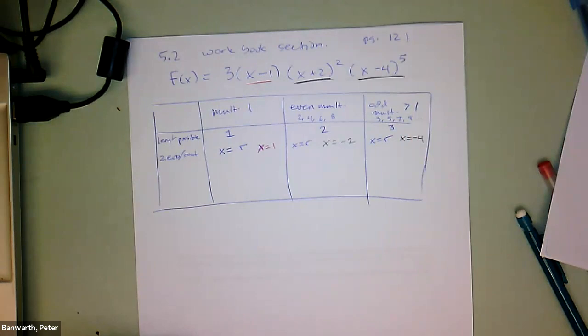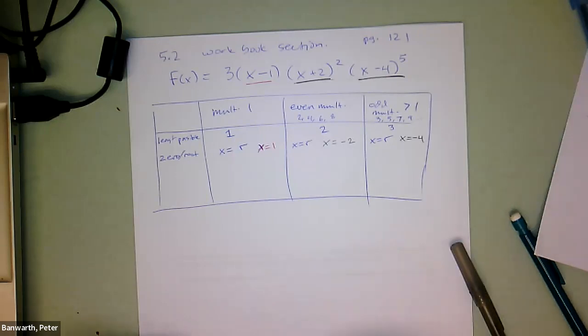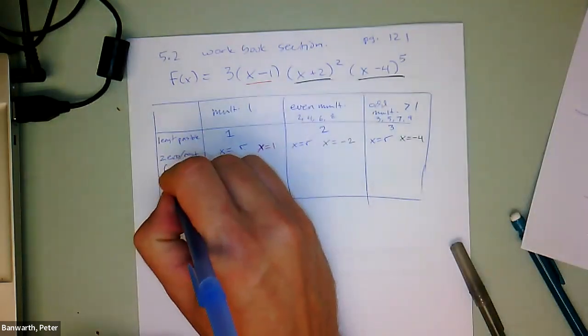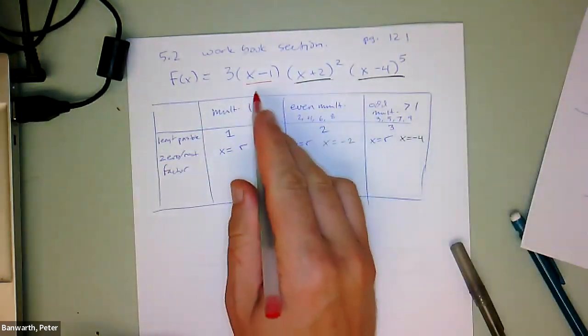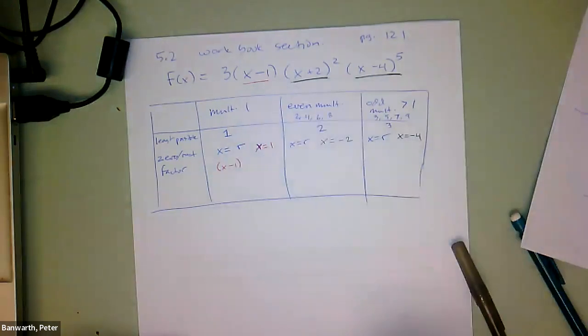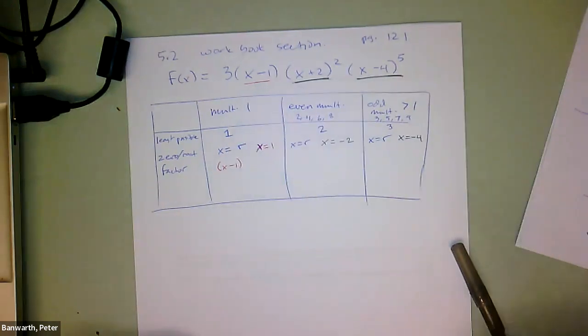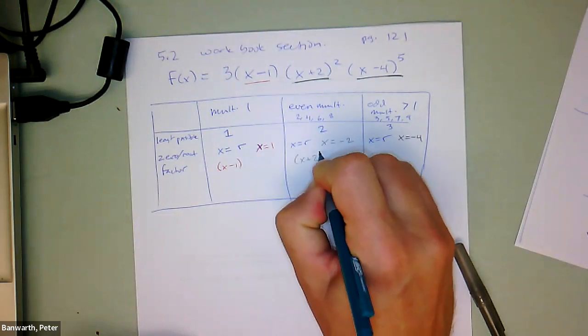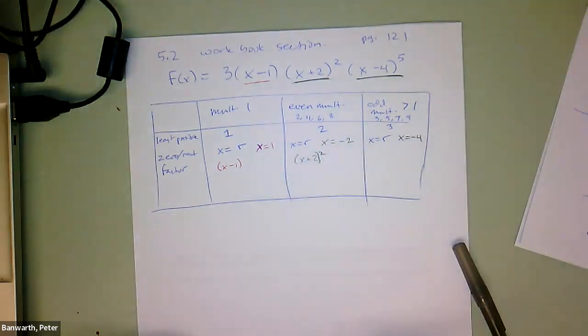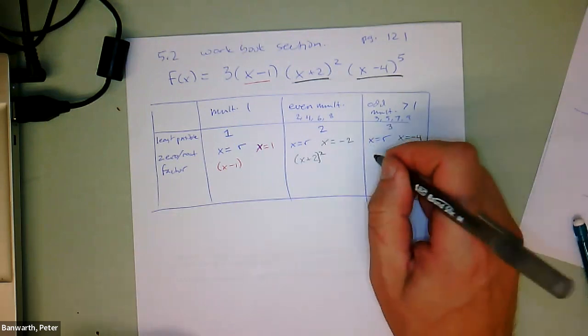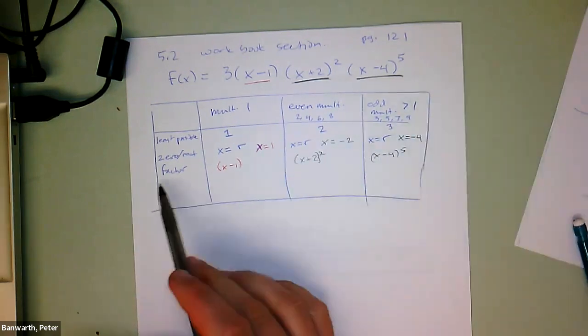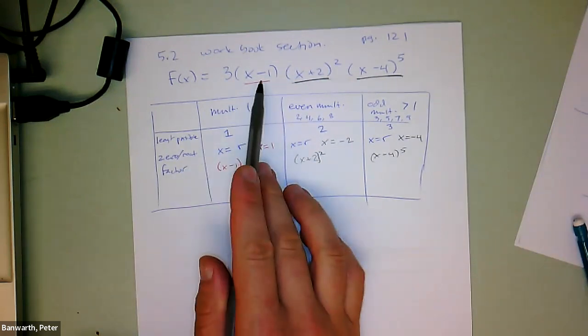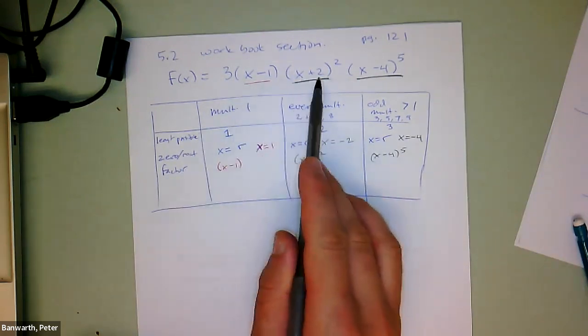Where things start to change a little bit is what the factors look like. So when we have a factor of multiplicity 1, we just write it as the factor. When we have a factor of an even multiplicity, so there's our factor, in this case x plus 2 squared, and x minus 4 to the 5th. So to recap, the root is the number that makes it 0. The factor is the term you see in the formula.